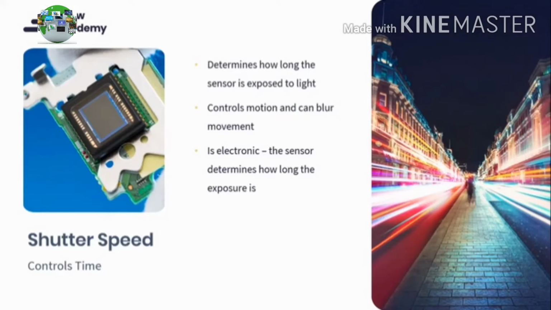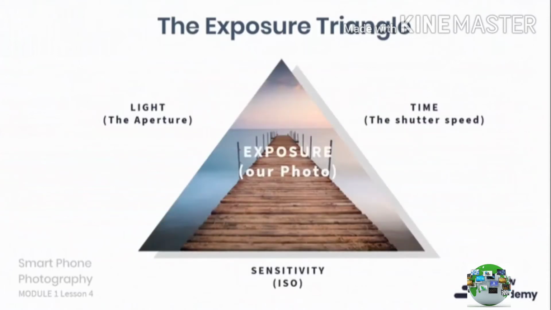The sensor determines how long the exposure is, and it can be controlled in pro and manual mode, which we're going to have a look at later on in this lesson. Otherwise, the camera will determine it in auto mode. Now, shutter speed and aperture are both key components of our exposure triangle. Okay, so shutter speed determines how long the exposure is created within the phone.